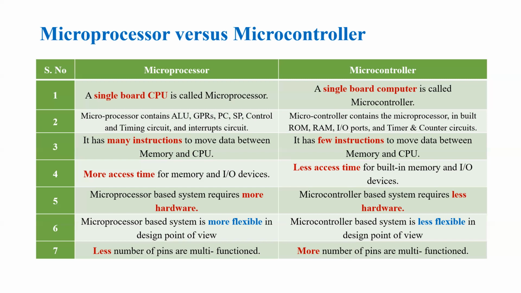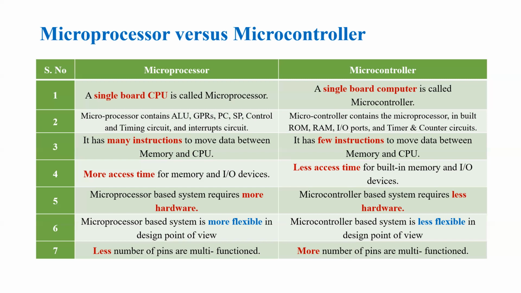That we call a microcontroller. The second point comes from the first: what a microprocessor contains. A microprocessor contains ALU, GPRs, PC, SP, all these being the register array. Control and timing circuit, which is nothing but our CU, and interrupt circuits, etc. These are the additional features.